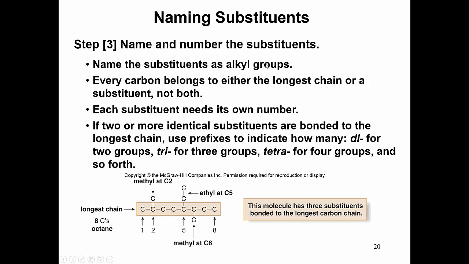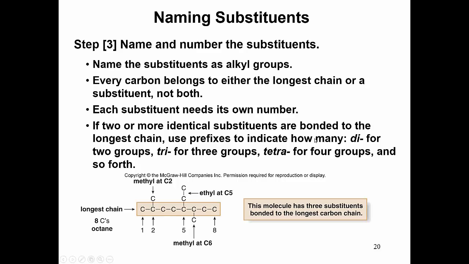Okay, so we name the substituents as alkyl groups. Remember what those are? That's when we need to form a bond to another hydrocarbon. Every carbon belongs to either the longest chain or to a substituent chain, not both, in alkanes. And that's all we're dealing with right now. So every carbon is either going to be part of the longest chain or a substituent. So we've only got two possibilities in alkanes. Each substituent, if it's different from another substituent, is going to get its own number, numbered based on how we count the carbons.